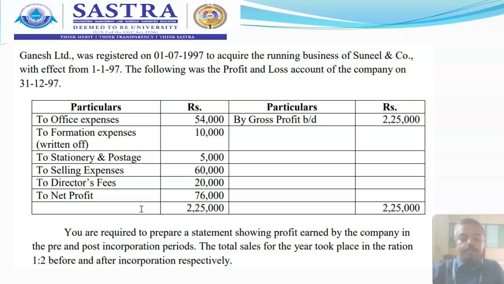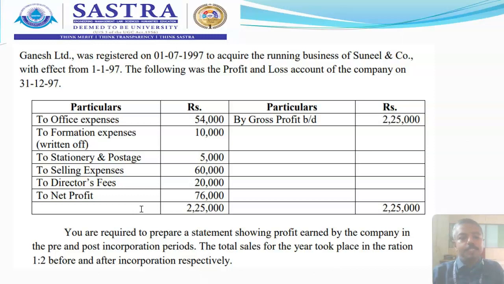Now, start from the trading account. Since the trading account is not here, let us take the result from the trading account, that is gross profit, which is given in this statement on the credit side of the profit and loss account. Take that gross profit, which is 2,25,000. Take the gross profit as the first item, then decide the basis of apportionment based on our discussion, and then post the total amount as 2,25,000, as given in the question.